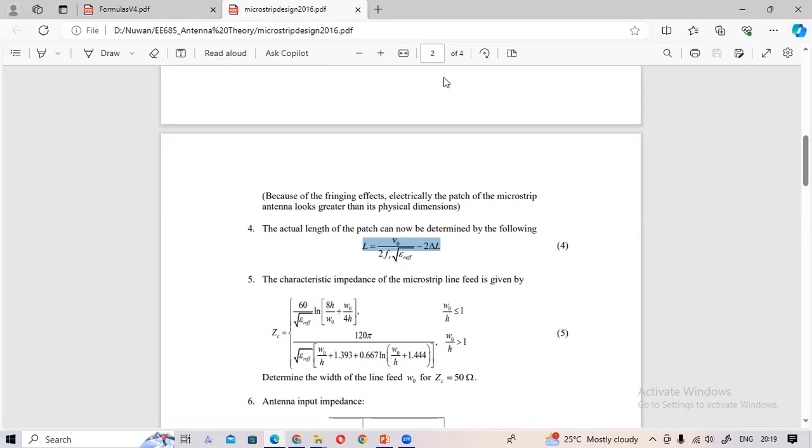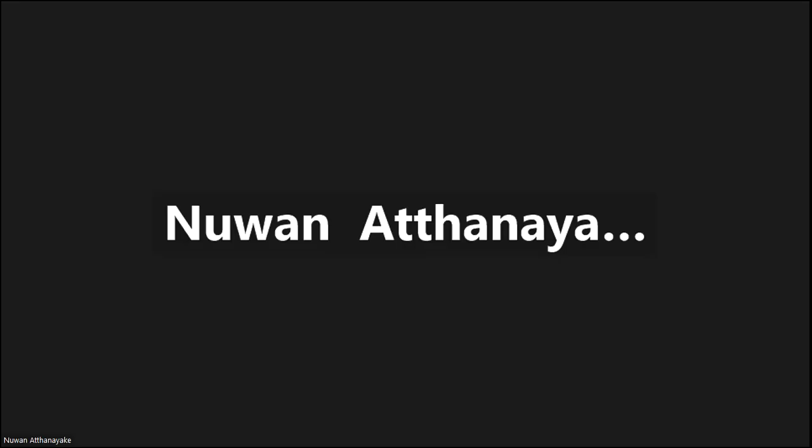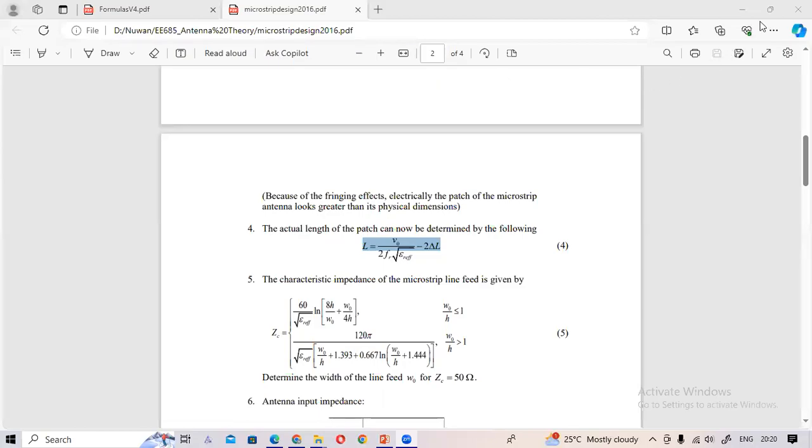So I will upload this assignment, then you can do it and submit it. If you have any problem, we can discuss. So we will stop the patch antenna part. The design is something you have to do. I will upload the assignment next week. If you have any problem, you can ask.